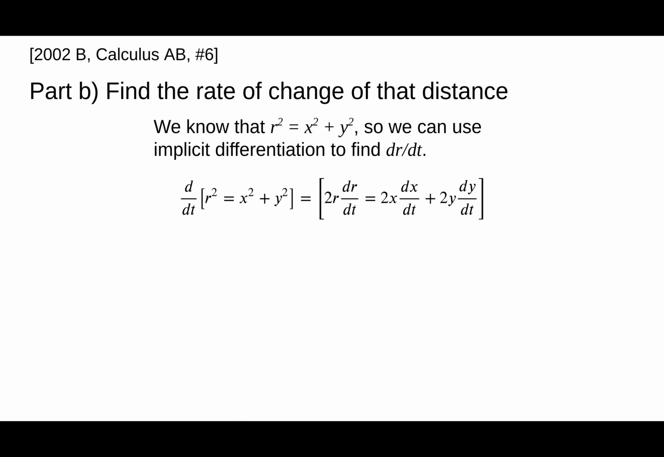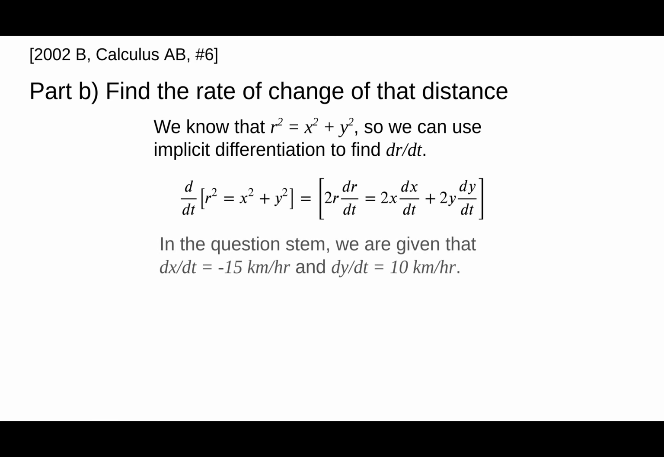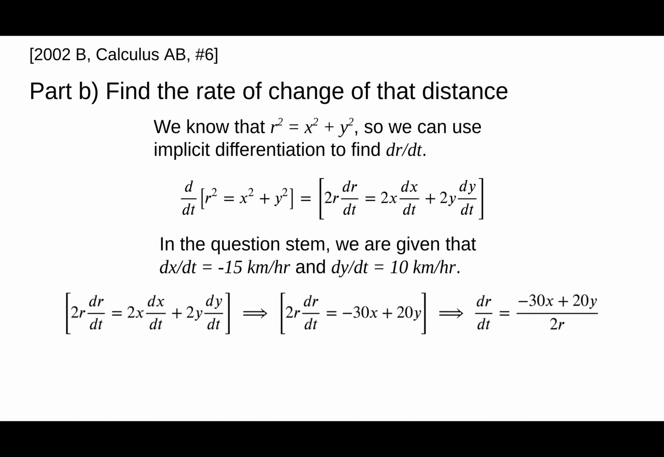And since we already know at the time in question x is 4, y is 3, and r is 5, we can substitute all of that information in and solve for dr/dt, since we also know dx/dt and dy/dt. In the question, we're given that dx/dt is negative 15 kilometers per hour and that dy/dt is 10 kilometers per hour, but we also just found the value of r in the previous part of this question. So if we substitute all of that in, we can figure out that dr/dt is negative 30x plus 20y all over 2r.